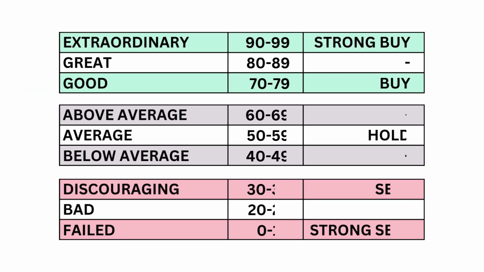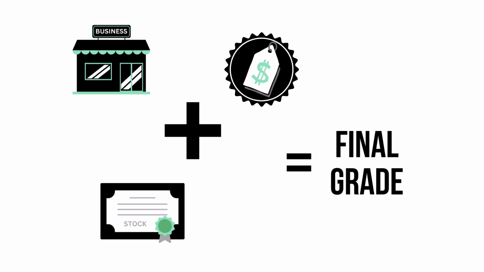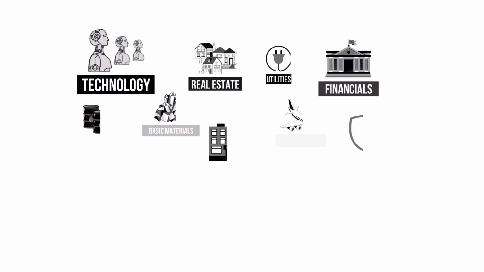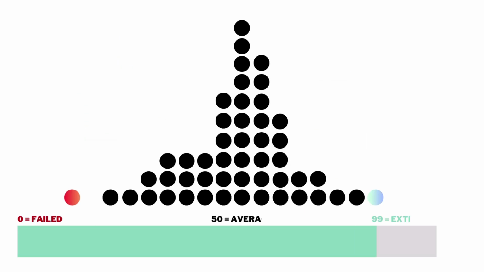Each of the three factors and 11 metrics are given a grade from 0 to 99, with 50 to 59 being considered average. When we've got the three factors graded, we combine them to get our final grade. Each company belongs to a specific sector of the economy. My analysis normalizes the data so that you can compare companies between sectors. Most companies will fall into that average range, since most companies are indeed average long-term investments.